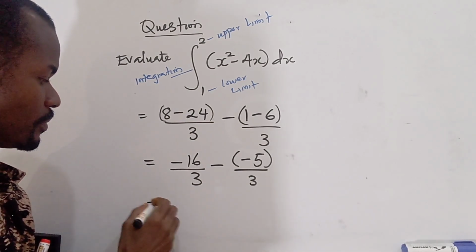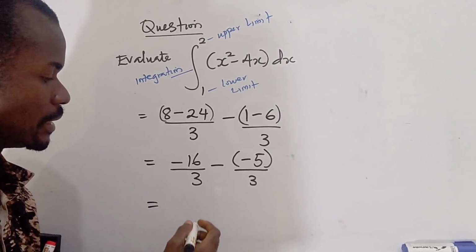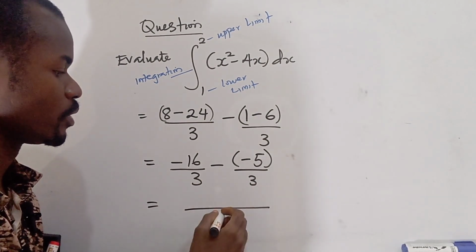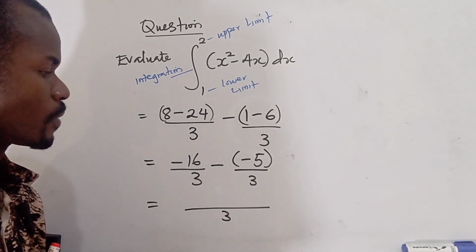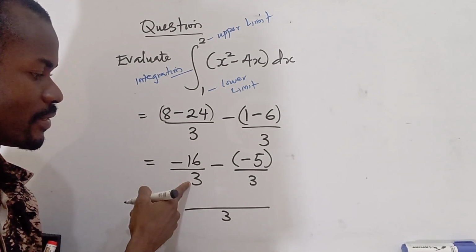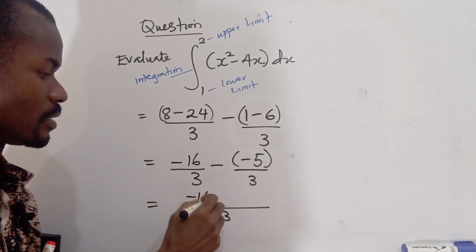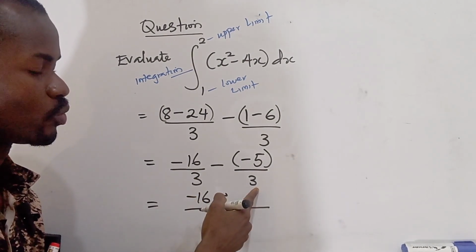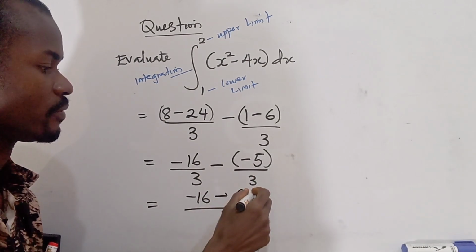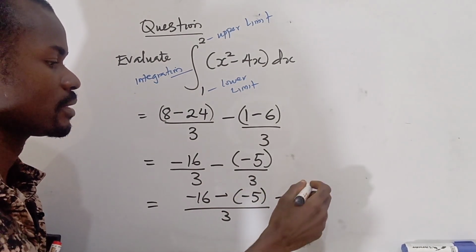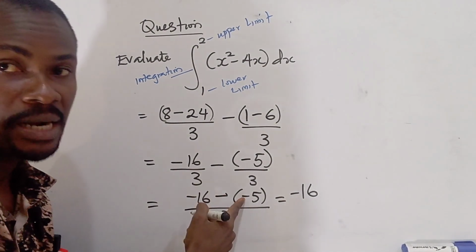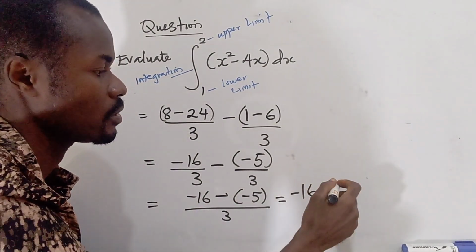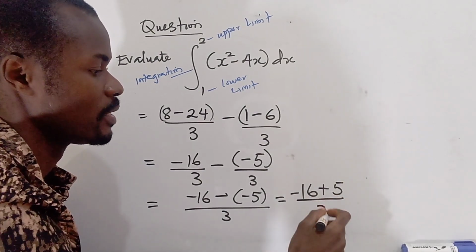Now, since they have a common denominator, we are going to pick 1. Okay, and 3 divided by 3 is 1. 1 times this is minus 16. So we have minus at the center. So 3 divided by 3 is 1. 1 times this is minus 5. So this will give us minus 16. Now minus times minus is going to give us plus. So plus 5 divided by 3.